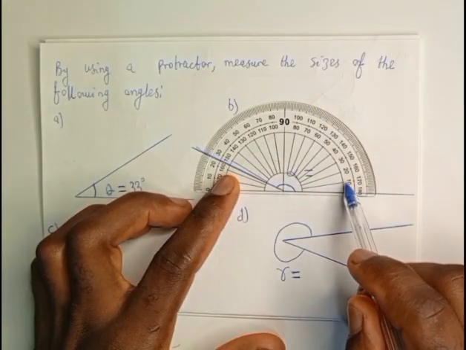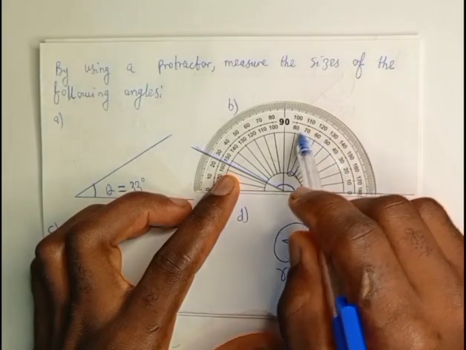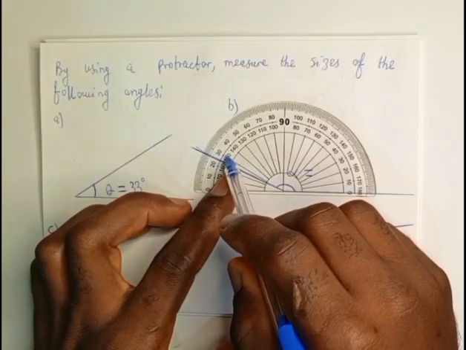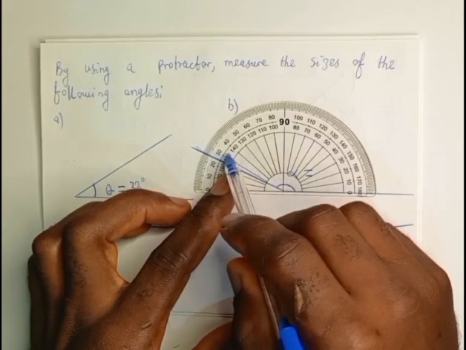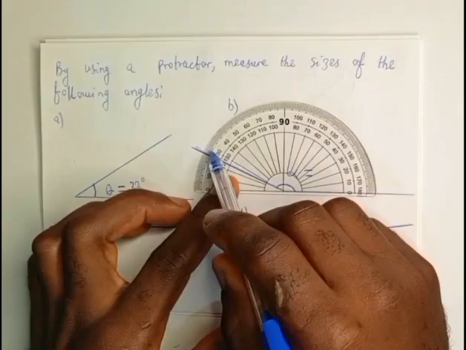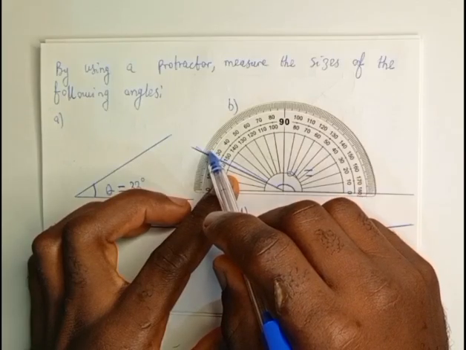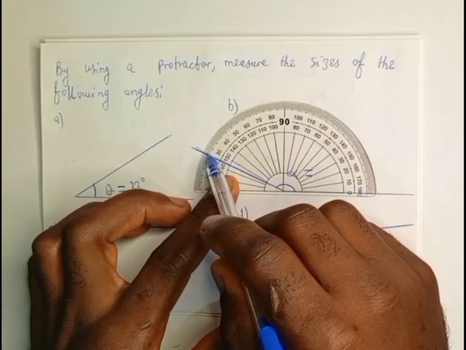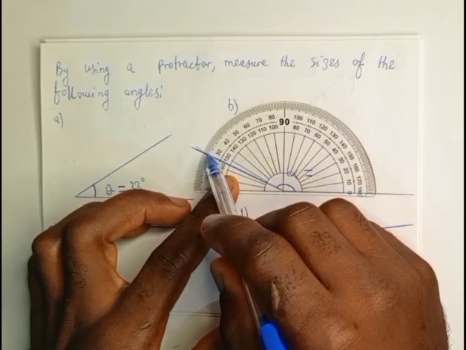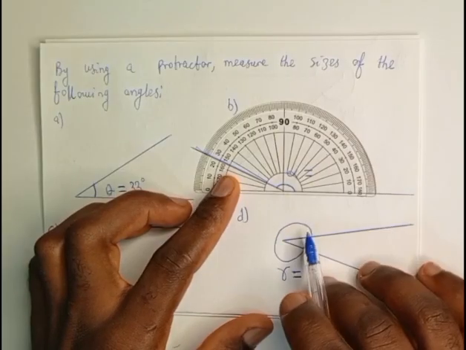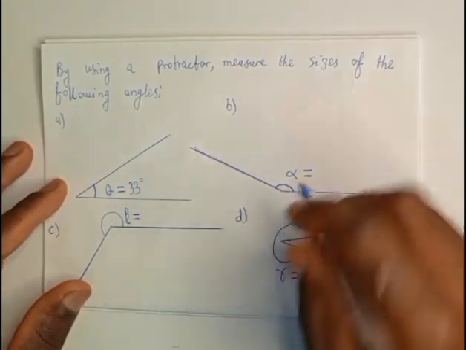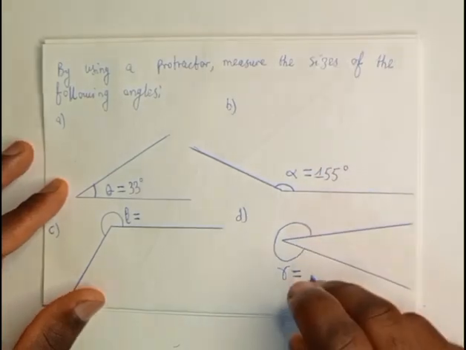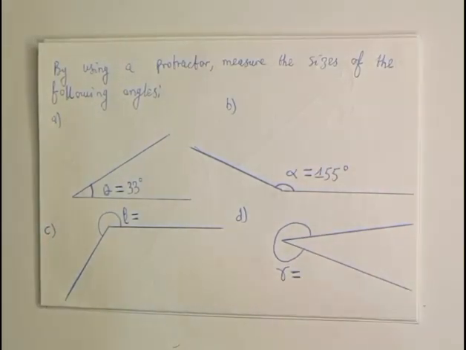This is 0, 10, 20, 30, 40, 50, 60, 70, 80, 90, 100, 110, 120, 130, 140, 150. After 150, if we count the number of marks, this is 151, 152, 153, 154, 155. The angle alpha is equal to 155 degrees, which is an obtuse angle.